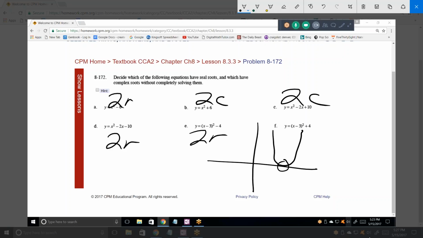So F, let's do F the same way we did E. Where's the vertex? 3, 4. Open up or down? Up. What kind of solutions does it have? Complex. 2 complex. Complex solutions always come in pairs. You never get 1 complex solution only.